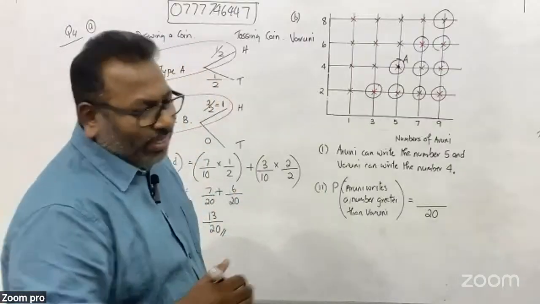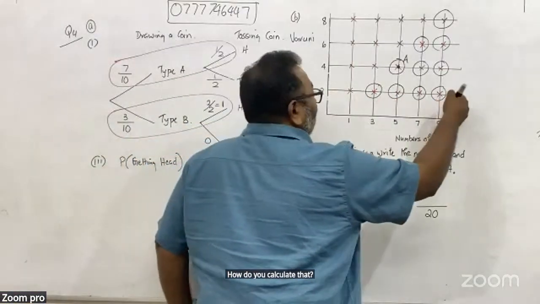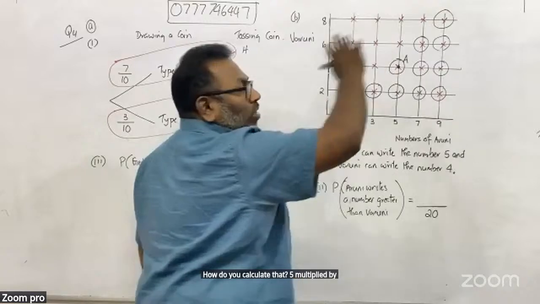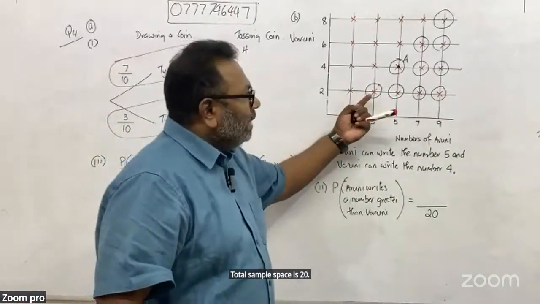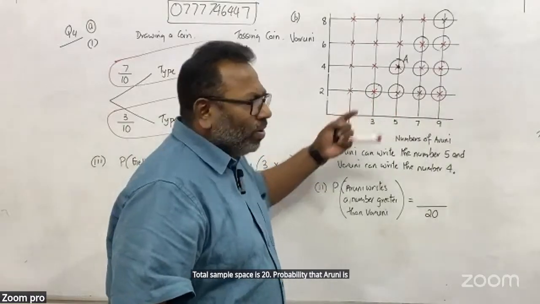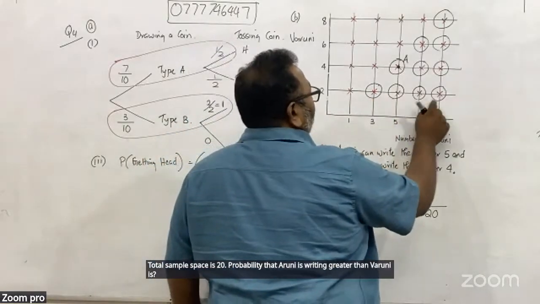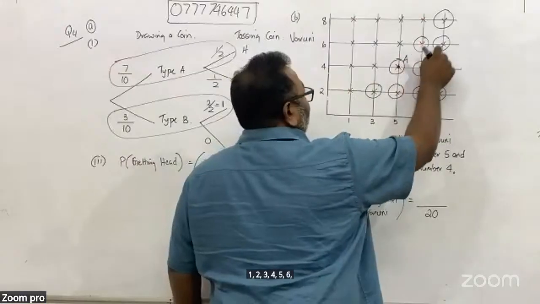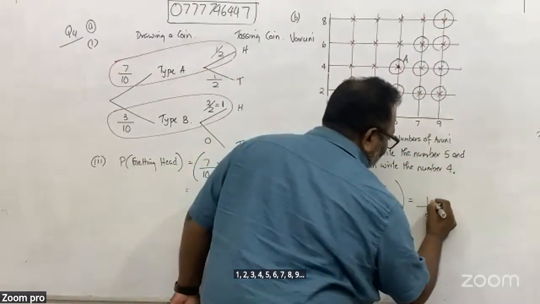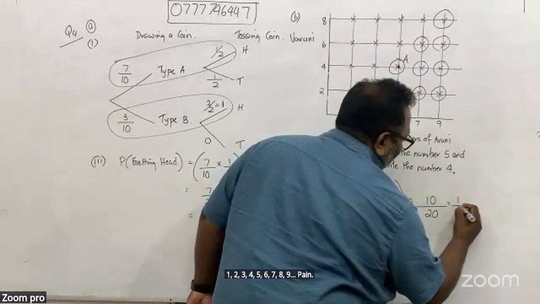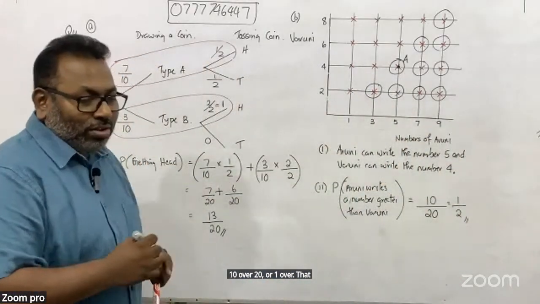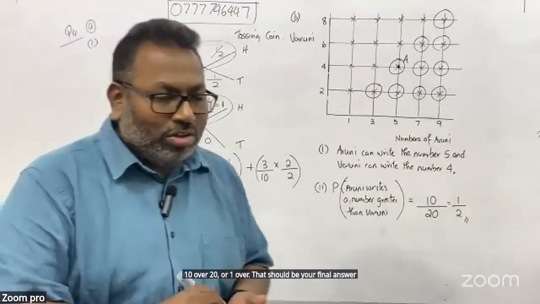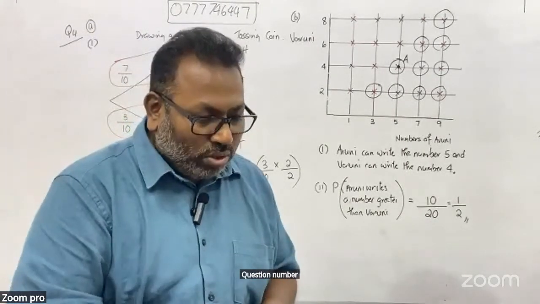How do you calculate that? 5 multiplied by 4. Total sample space is 20. Probability that Aruni is writing greater than Varuni is 1, 2, 3, 4, 5, 6, 7, 8, 9, 10. 10 over 20 or 1 over 2. That should be your final answer for question number 2 in question number 4.